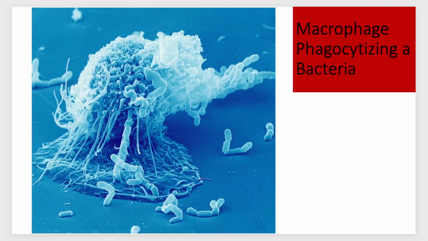And here is an image. You can actually see the bacterial cells all around this large white blood cell, and it is bringing them in and digesting those microbes, which is pretty cool. That is a real picture of what that looks like with electron micrography.